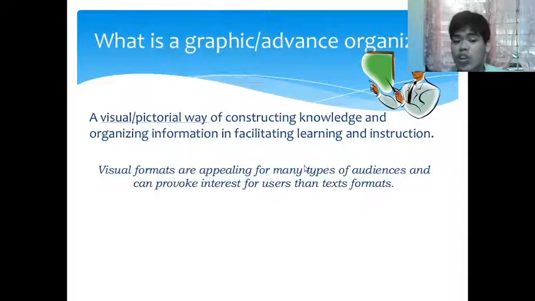So although you know this already, a graphic or advanced organizer is a colorful or creative way in presenting information or in organizing information. With it, you can easily get the attention of the audience as well. And getting their attention or your attention will help more in learning.